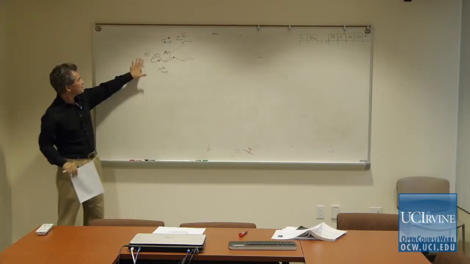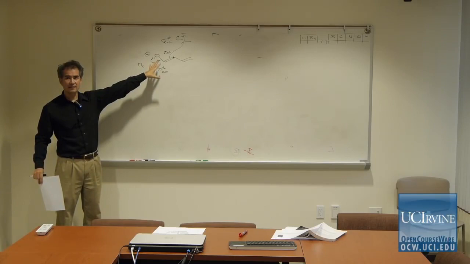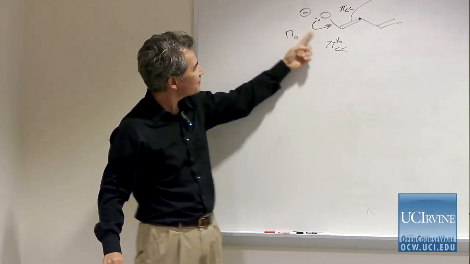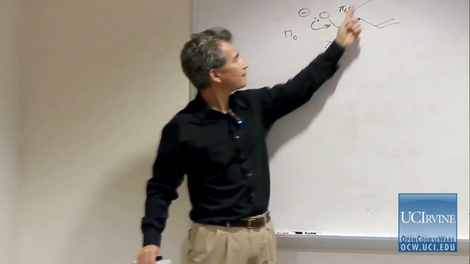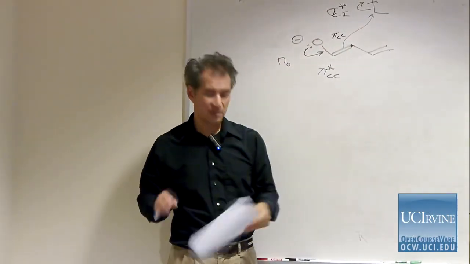So even without these fancy looking labels, this mechanism is correct. And I know that it's at least plausible because I've drawn out the interaction of a filled orbital with an unfilled orbital, and a filled orbital with an unfilled orbital. And so this is the intent of arrow pushing.